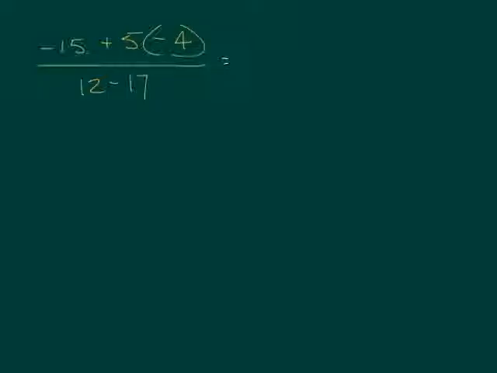It's just a number, negative 4. The next step I said we were going to do was the multiplication. So let's do that. Let's leave everything else the exact same. Let's just do that multiplication there. So 5 times negative 4 is negative 20. And let's leave the 12 minus 17 there.